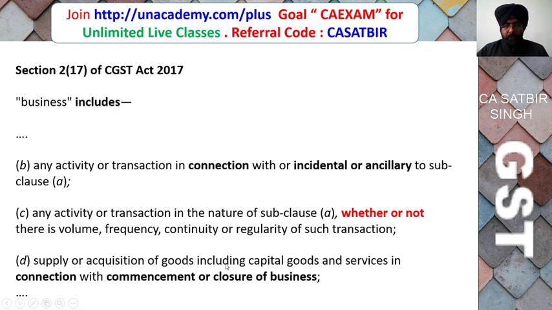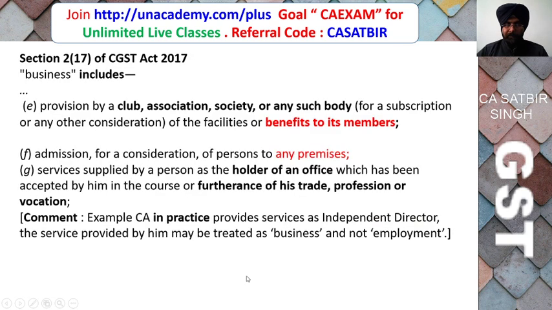Next is supply or acquisition of goods including capital goods and services in connection with the commencement or closure of the business. So if goods including capital goods and services are supplied on account of closure of the business, suppose a unit of the business is closed and all the assets and liabilities are transferred, then it can also be said that there is a transfer and GST is required to be paid.